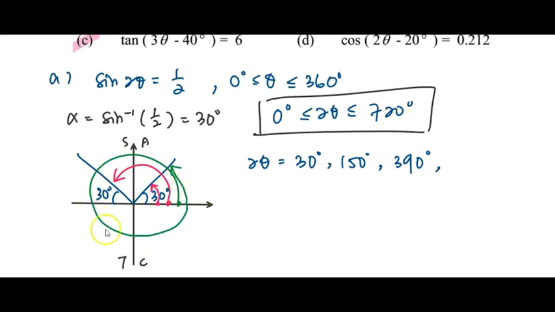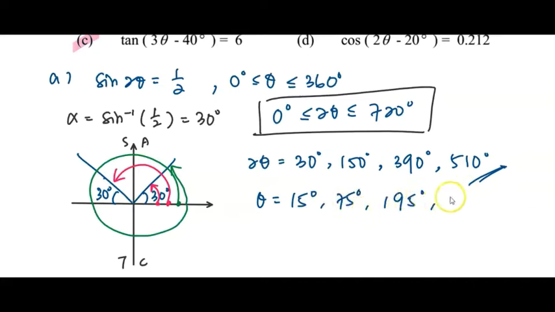And then the other full rotation, we can rotate one more full rotation until the second line here, means that we're taking the 150 plus 360 degree, which you will get a 510. Okay, so now we can get our theta by dividing all the angles by 2. I got 15 degree, 75 degree, 195 degree, and 255 degree. So this is our theta.